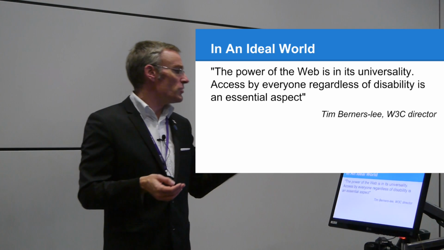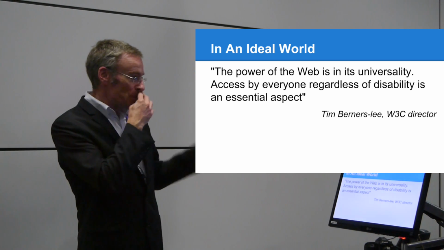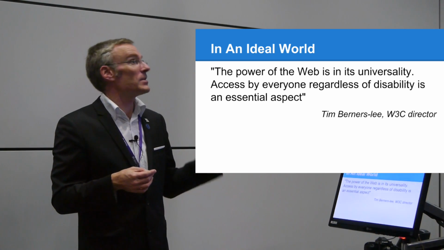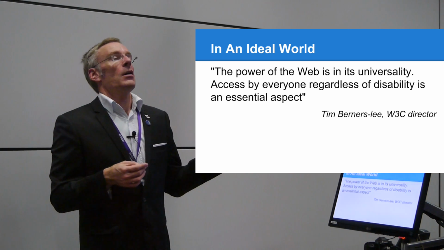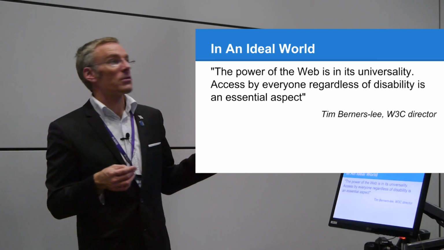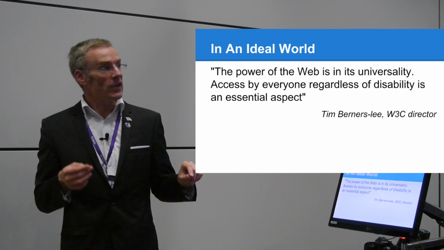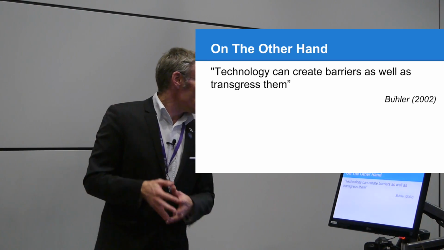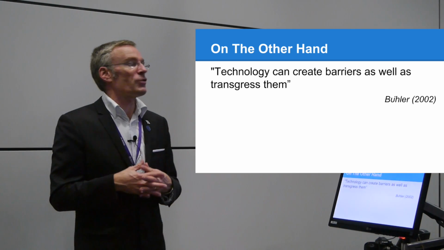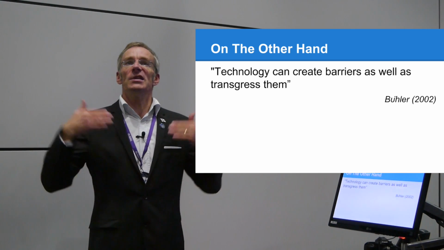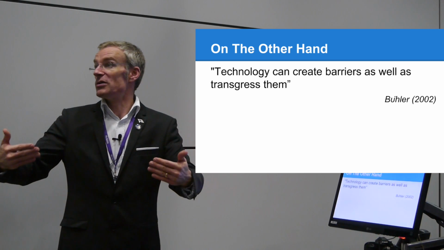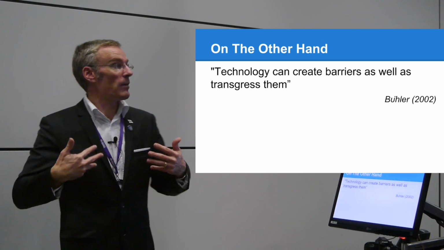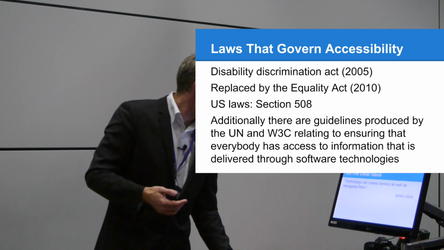The power of the web is its universality. Access by everyone, regardless of disability, is an essential aspect. Or to paraphrase that, no Flash. No Silverlight, you keep it simple. And technology can create barriers as well as transgress them. So some people see technology as a barrier to being able to do something. We need to break those barriers down to make sure everyone has access.